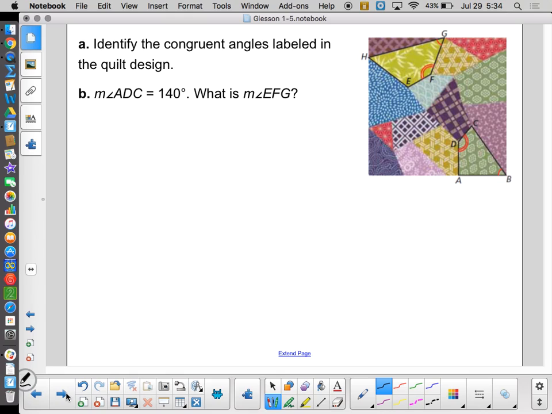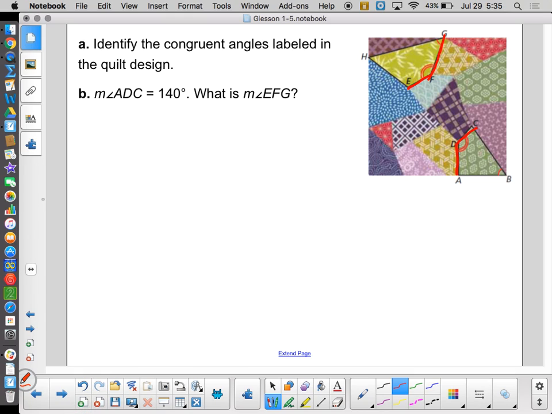Identify angles in the picture. What is the measure of angle EFG? Now you're saying, well, how do I know? ADC is 140. That's this one over here. ADC is 140. EFG. Well, how do I know what that angle measure is? Well, notice the marks in the picture.